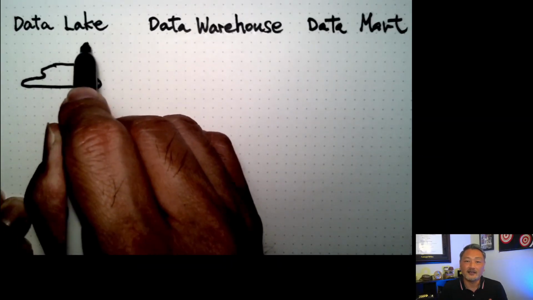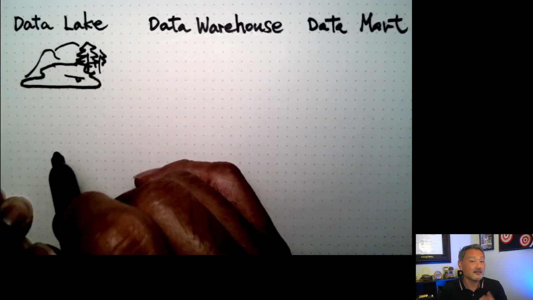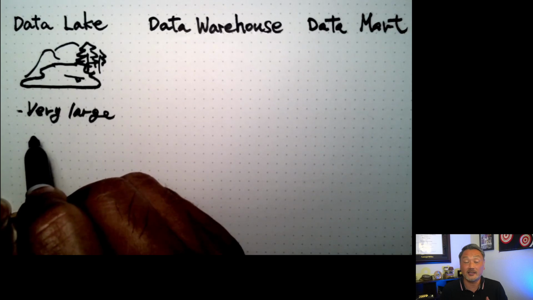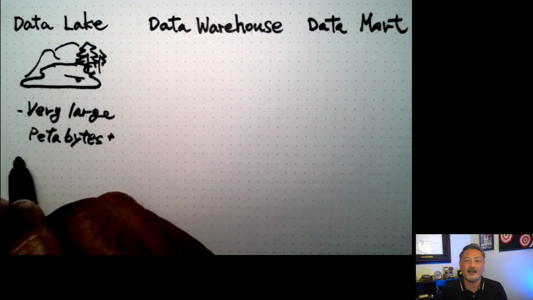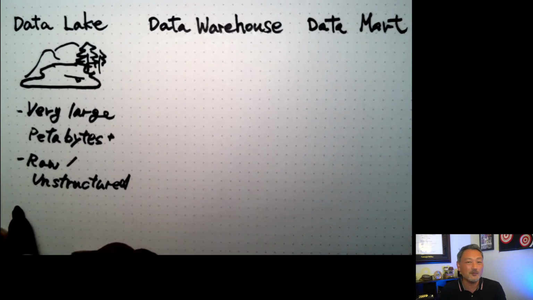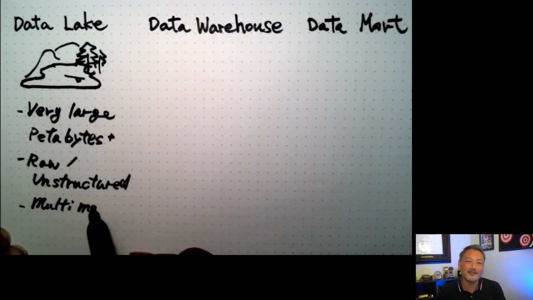Let's start with the data lake. Data lake is a large storage repository that can hold vast amounts of raw and unstructured data in its native format. This flexibility allows you to store any types of data, text, images, videos, and more until you are ready to process and analyze it.